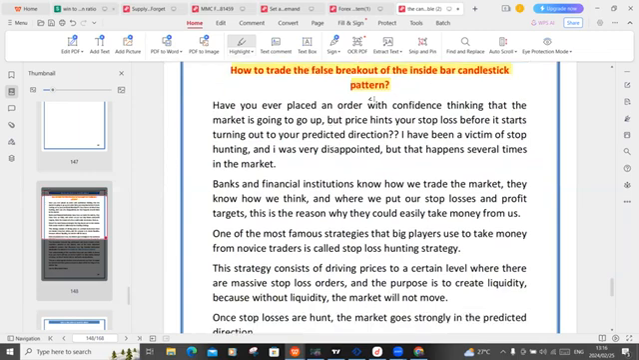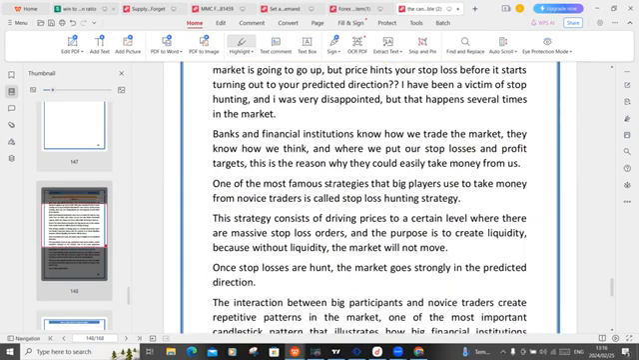Have you ever placed an order with confidence thinking that the market is going to go up, but price hits your stop loss before it starts turning in your predicted direction? I have been a victim of stop hunting and I was very disappointed, but that happens several times in the markets. Banks and financial institutions know how we trade in the market. They know how we think and where we put our stop losses and profit targets. This is the reason why they could easily take money from us.